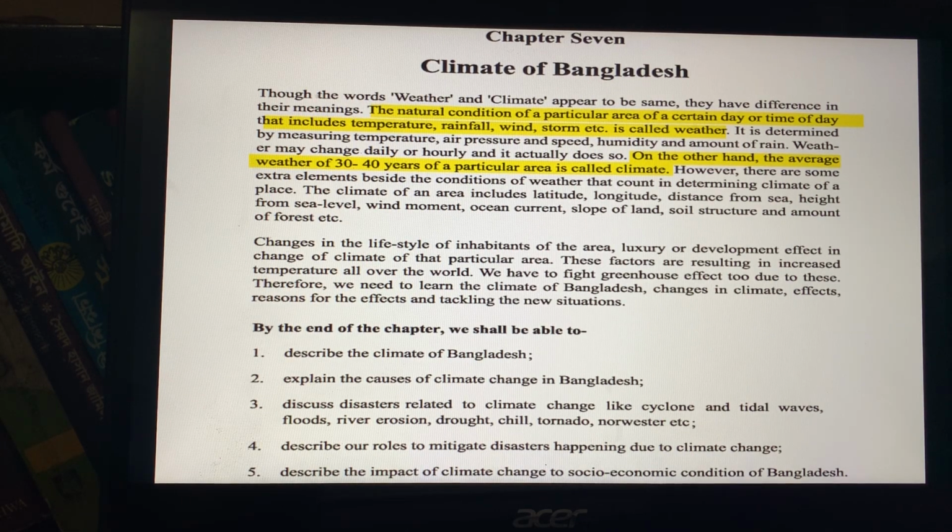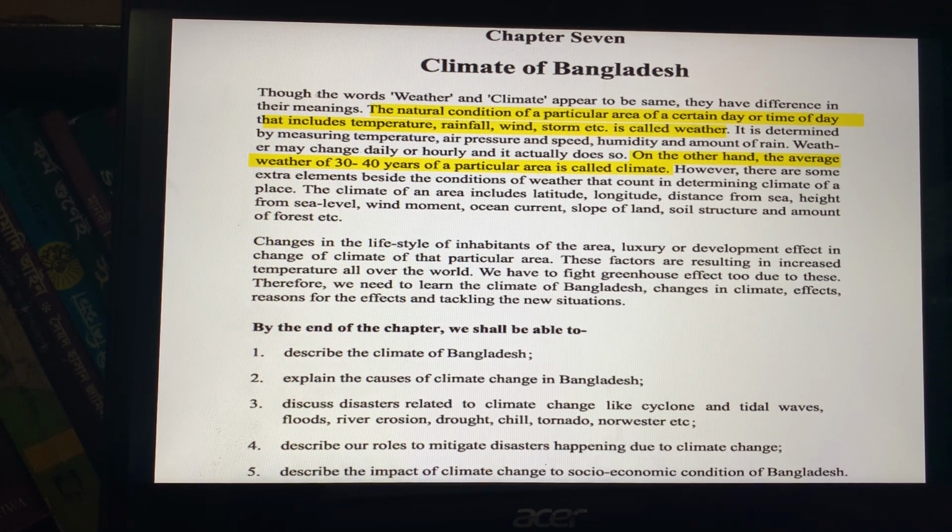Our topic is the climate of Bangladesh. Most people, when they hear the word weather and the word climate, think both of them are the same. But there is a difference between weather and climate. What is the definition of weather? The natural condition of a particular area on a certain day or time of day, which includes temperature, rainfall, wind, storm, etc., is called weather.